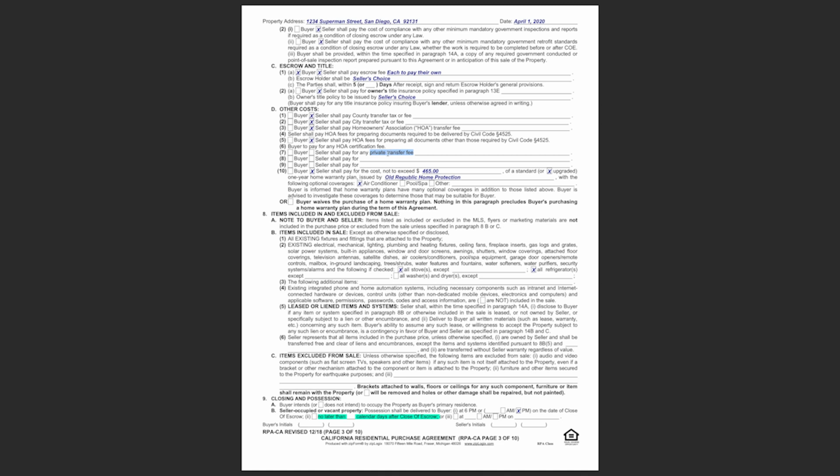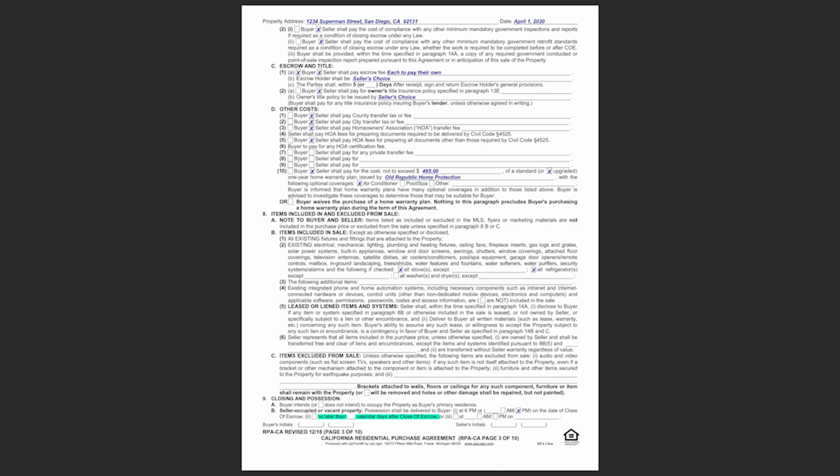Next, they have a few blank spots where you can fill in whatever other cost you want to ask the seller to pay for, or say, look, my buyer is willing to pay for this inspection or report or whatever the case may be, but you have to tell the seller. You're going to disclose to them whatever it happens to be that you're going to be doing.